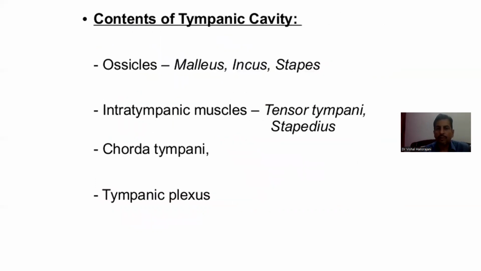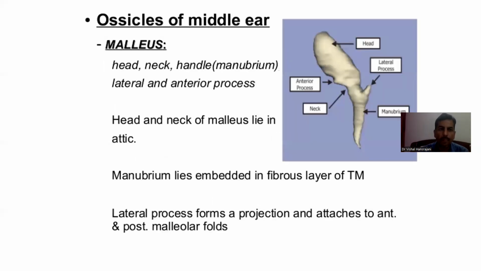The contents of the tympanic cavity are the ossicles, three ossicles: the malleus, incus, and stapes. The intratympanic muscles are the tensor tympani and stapedius muscle, along with the chorda tympani and the tympanic plexus. Now we come to the ossicles of the middle ear.